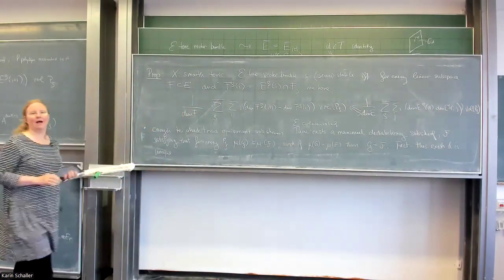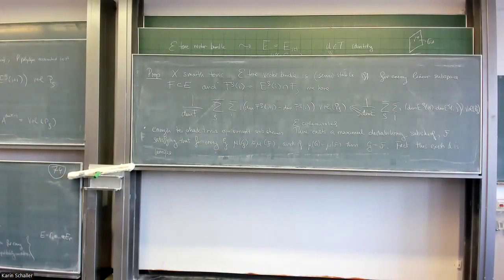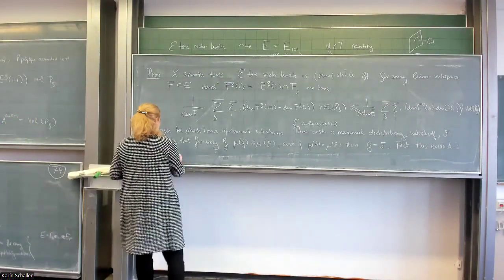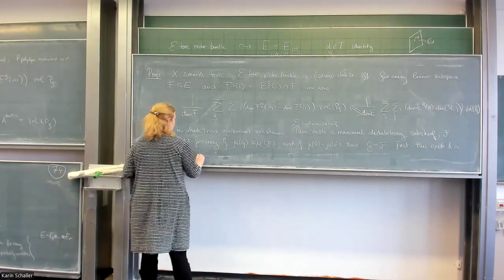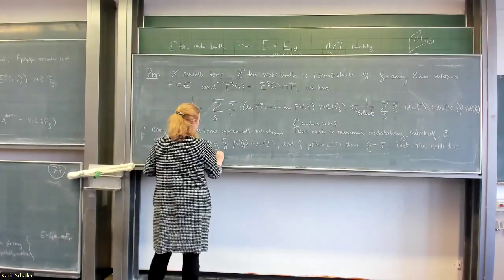And now you can argue, well, I take my maximal destabilizing subsheaf, I act with my torus on it, and if I act with the torus on a toric sheaf, I get the same Chern class, I get the same rank, so it has the same slope. And so you can argue that since this subsheaf has to be unique, they have to be the same. So this subsheaf has to be torus invariant.